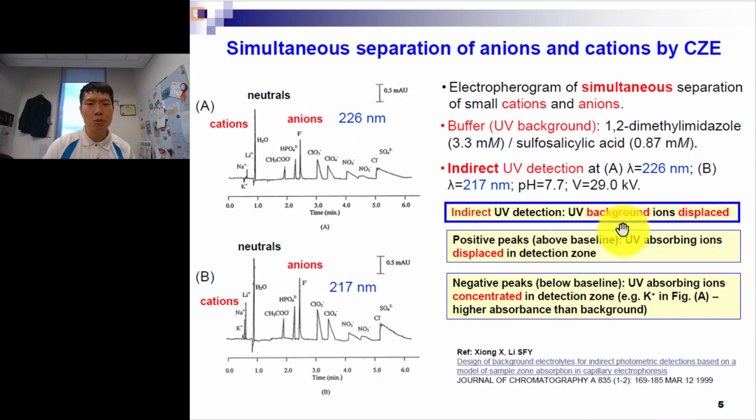Here you see two snapshots of the electropherogram that Professor Lee, co-lecturer here, is going to talk about more, from his research group, by my seniors here, published in the Journal of Chromatography A.